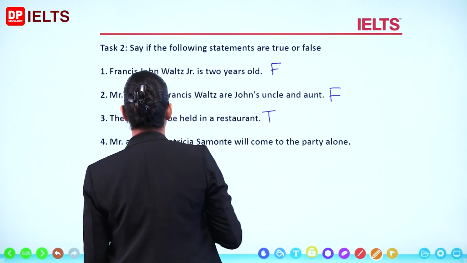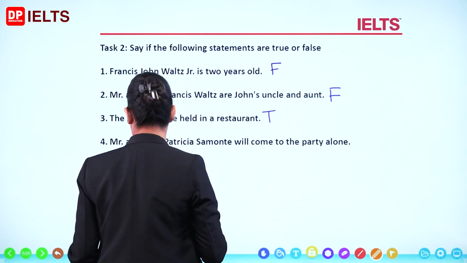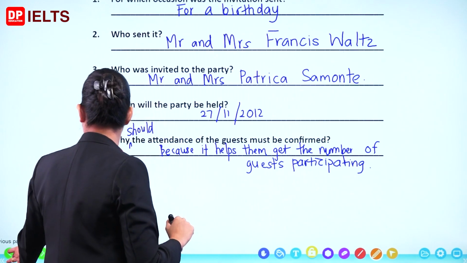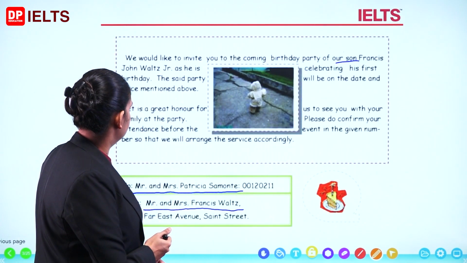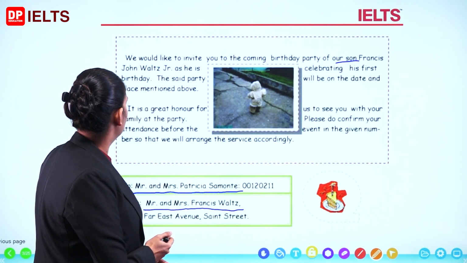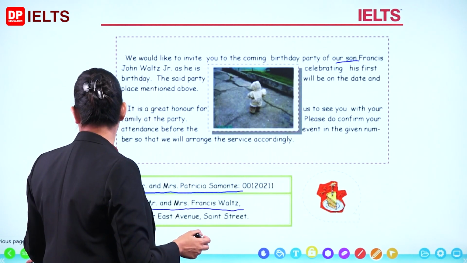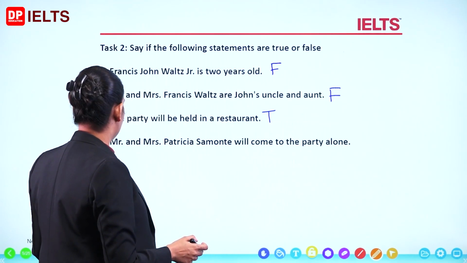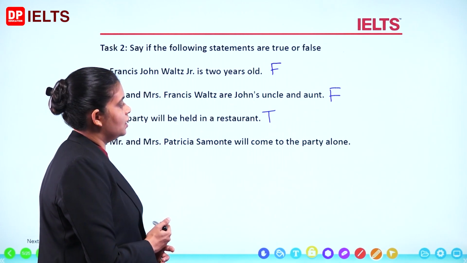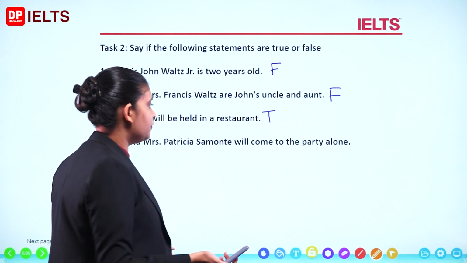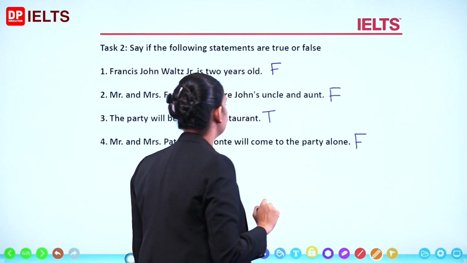The party will be held in a restaurant. True. Mr. and Mrs. Patricia will come to the party alone. Let me just read through. It is a great honor for us to see you with your family. So, Mr. and Mrs. Patricia Samonte will go to the party alone, not really with the family. So, I would say that is false. Right?